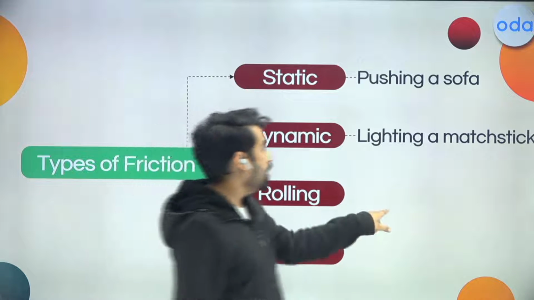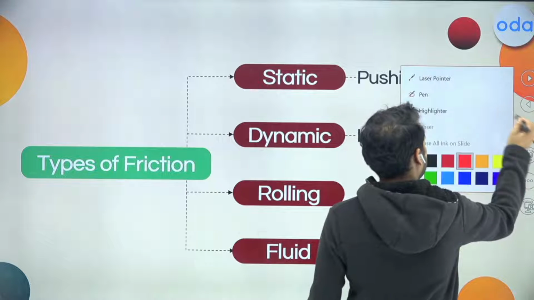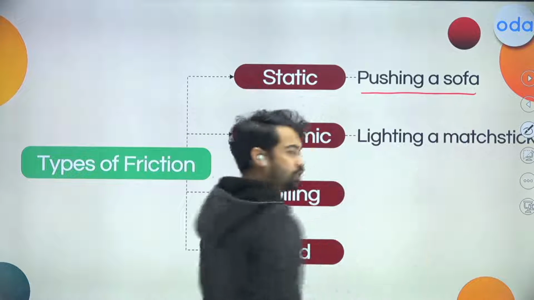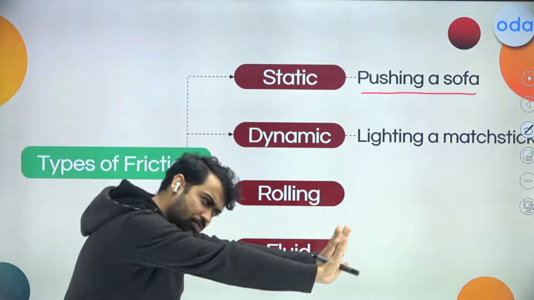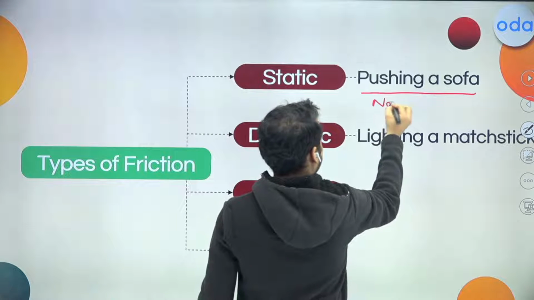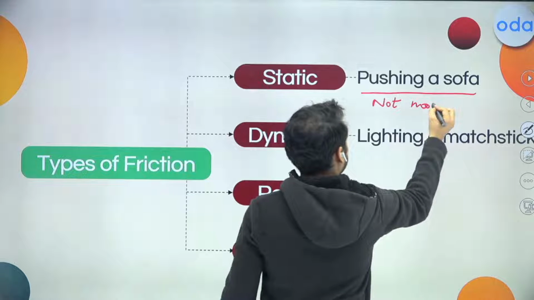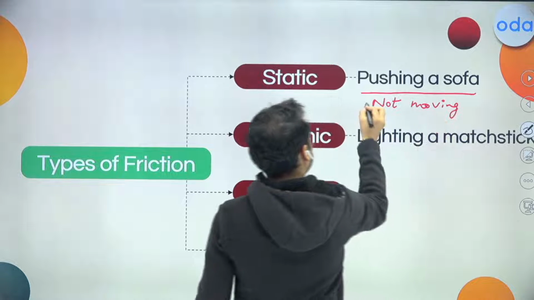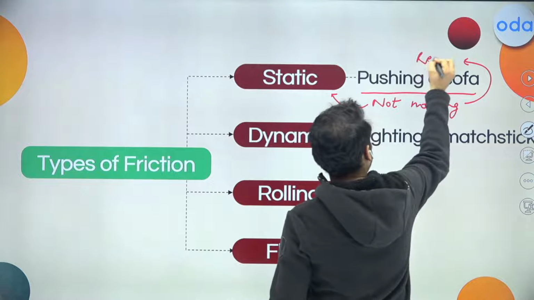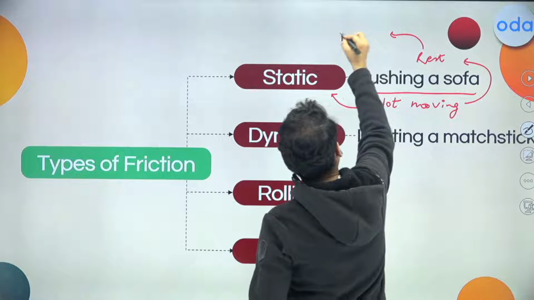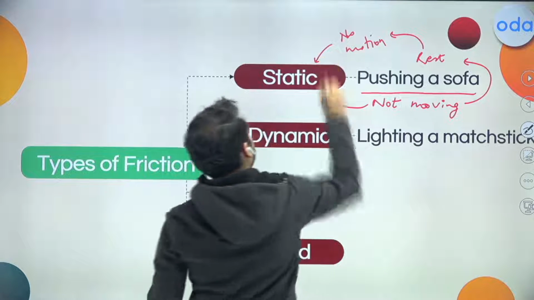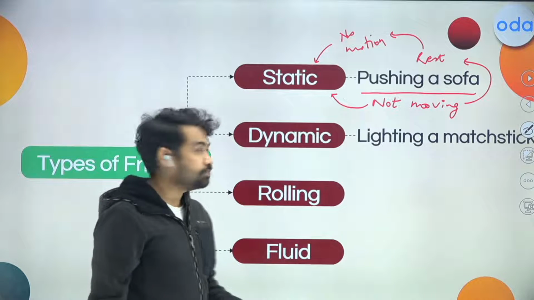Now, if I take static friction, it is saying pushing a sofa. What happens if you push a sofa? If I push a sofa, I'm pushing, pushing, pushing, it is not moving, right? So if we are pushing a sofa and the sofa is not moving, then we will say that this is static, because not moving will mean that it is at rest. Not moving will mean that this is the case of no motion. So this will ultimately lead us to static friction.